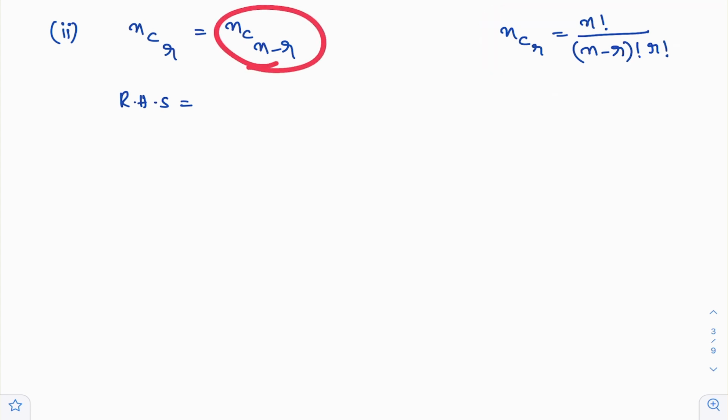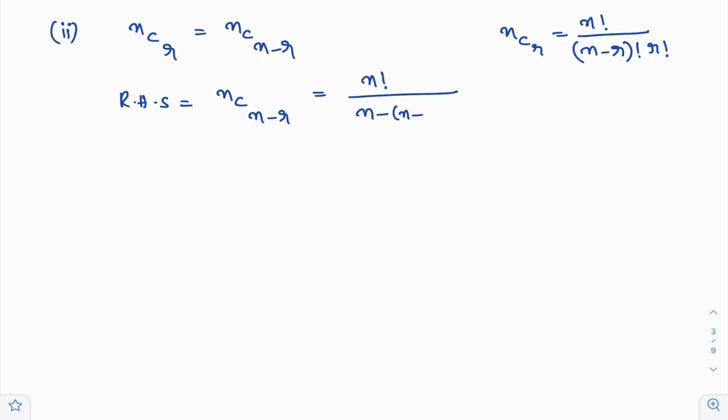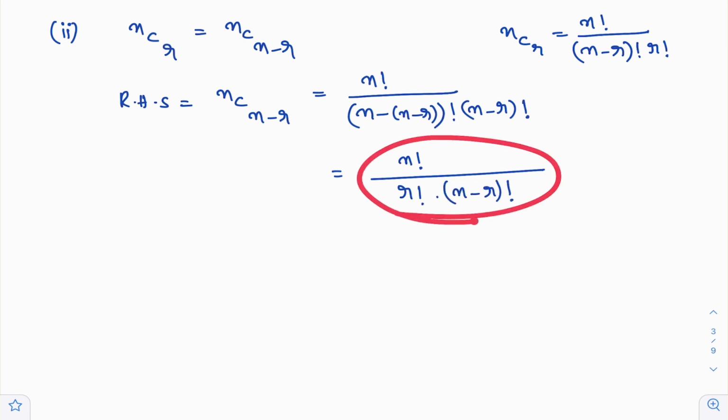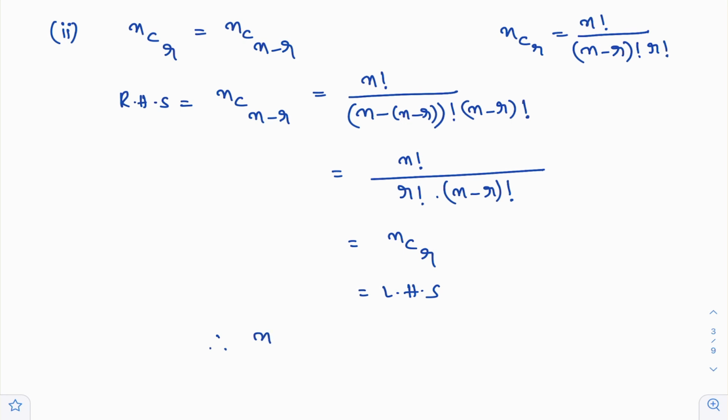Now take the RHS. What is the RHS here? nC(n minus r). You just expand this. What will you get? n factorial divided by (n minus (n minus r)) factorial into (n minus r) factorial. In the denominator this n gets cancelled, minus of minus will be plus, so you get r factorial into (n minus r) factorial. You observe this is the same as n factorial divided by (n minus r) factorial into r factorial. This is nothing but nCr, which is the LHS. Therefore, nCr equals nC(n minus r).